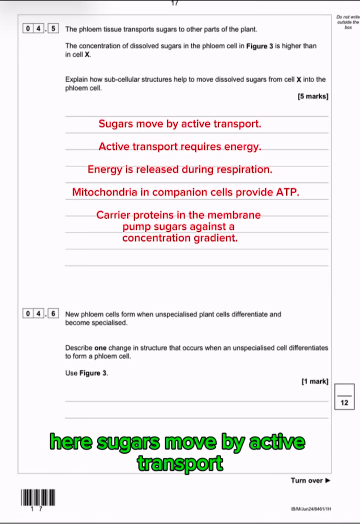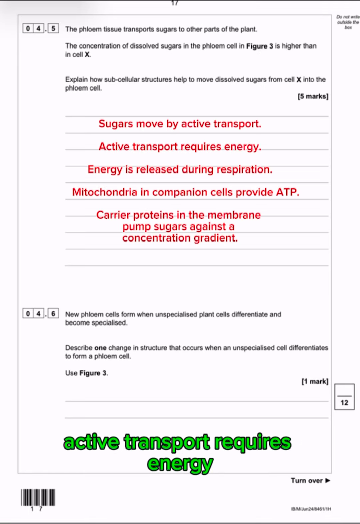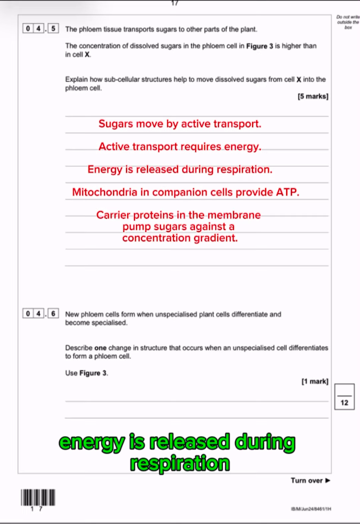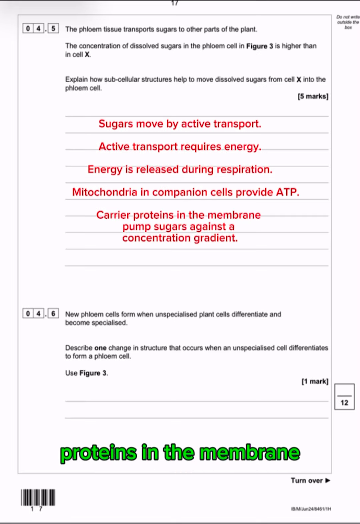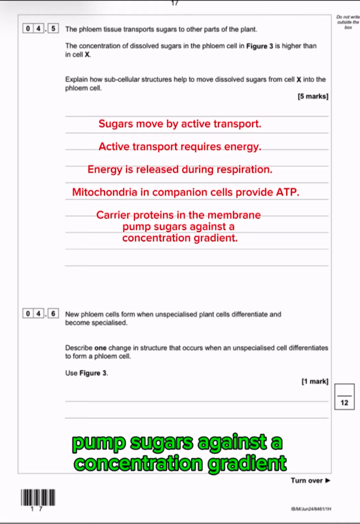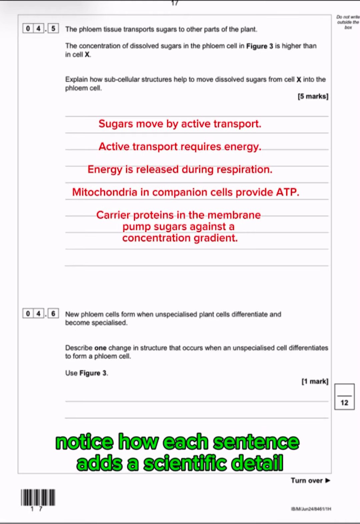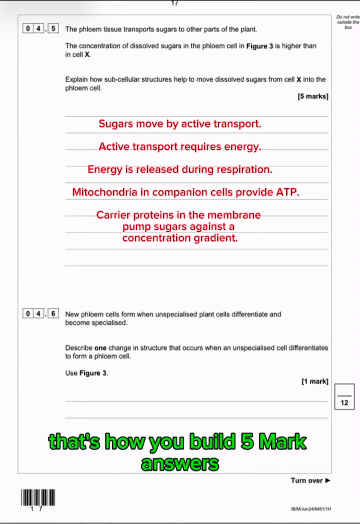Sugars move by active transport. Active transport requires energy. Energy is released during respiration. Mitochondria in companion cells provide ATP. Carrier proteins in the membrane pump sugars against a concentration gradient. Notice how each sentence adds a scientific detail. That's how you build 5-mark answers.